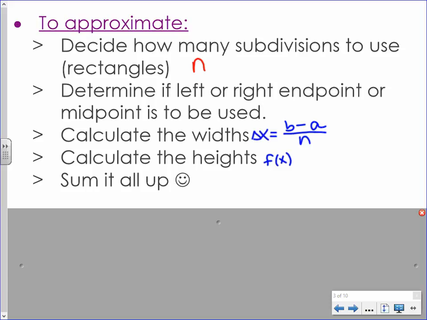Now, the widths of the rectangles are always going to be the same. The heights of the rectangles will change. So we can use that to help us calculate faster. But it's really just a matter of finding the area of rectangles and adding them together.